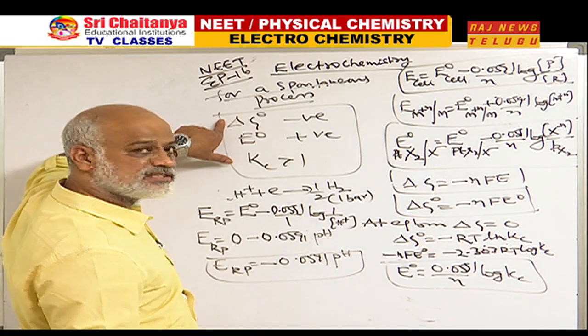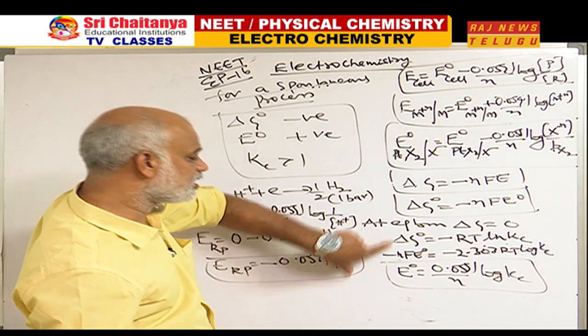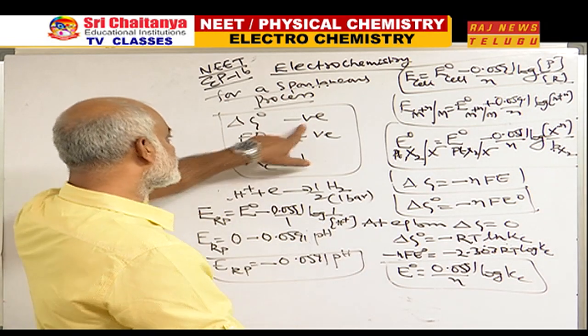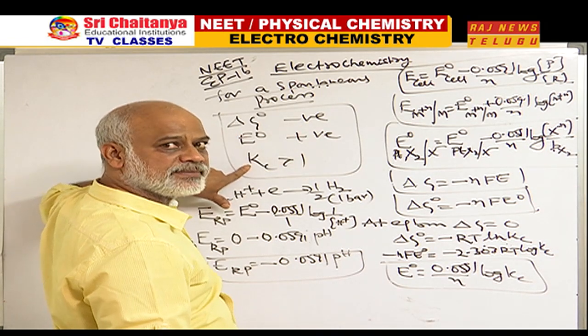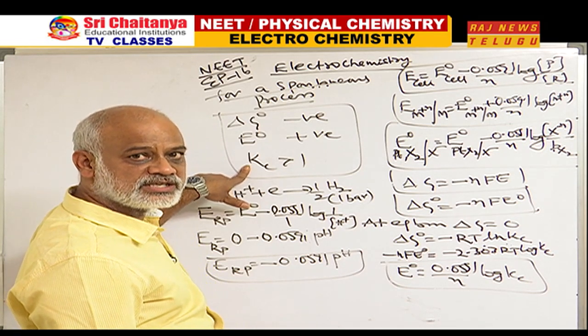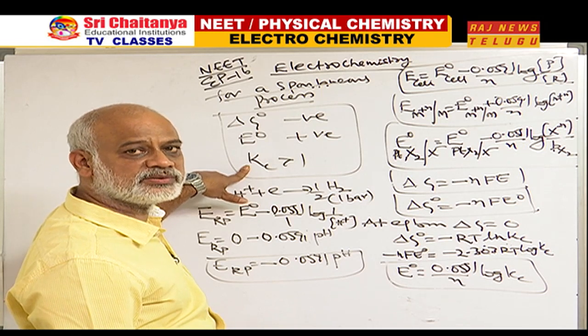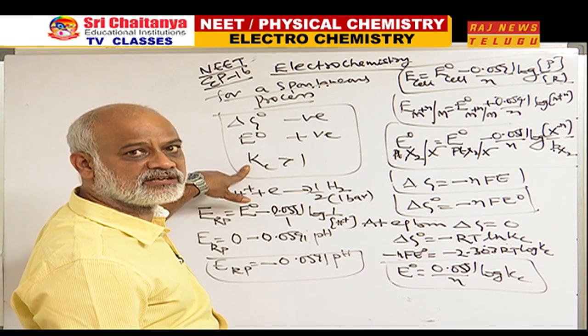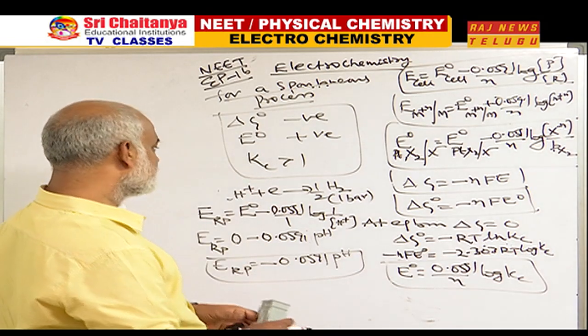Then, what is the conclusion? Whenever delta G naught is negative, E naught comes out to be positive and Kc will be greater than 1, then the process is said to be spontaneous. For a spontaneous process, delta G naught should be negative, Kc should be greater than 1, E naught should be positive. Very good.